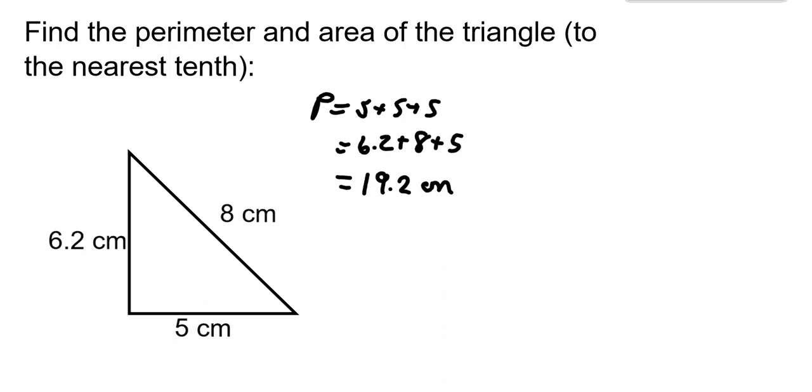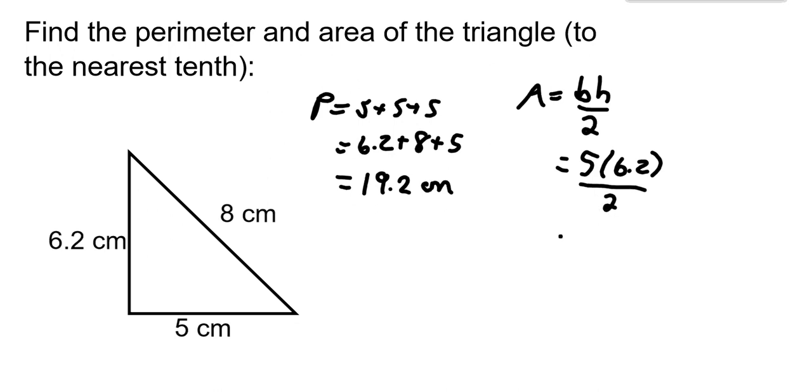And then let's try area. So again, we're going to write down the area. The area of a triangle is base times height divided by 2. In this case, the base is 5 and the height is 6.2. We're going to divide that by 2. And I'm just going to do the calculation of that.